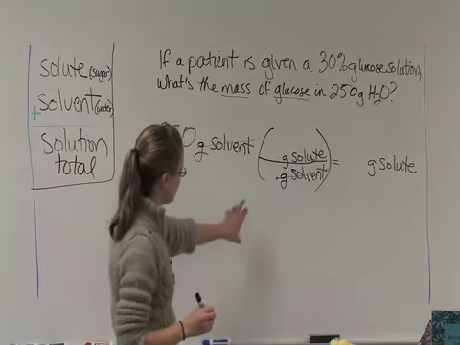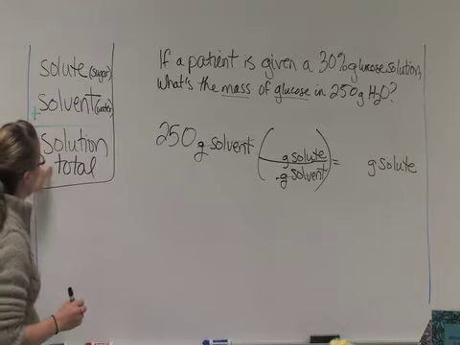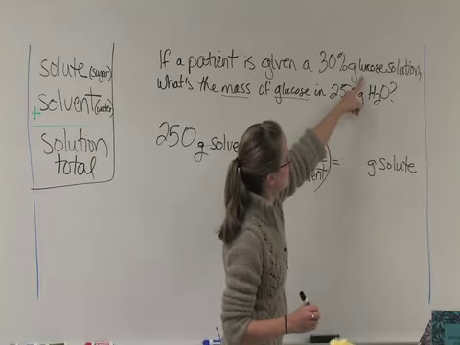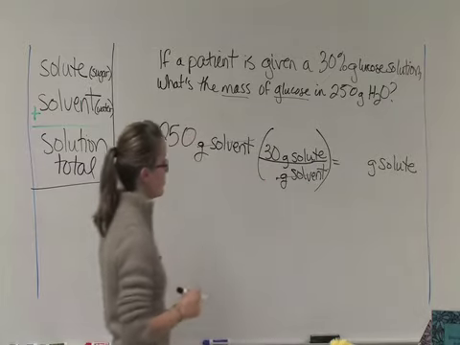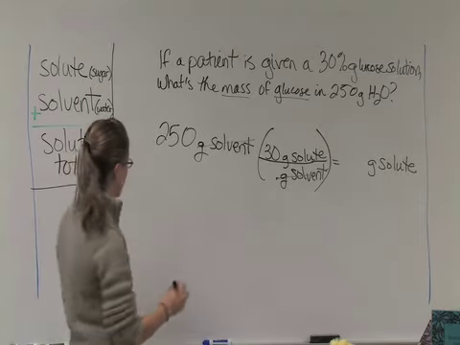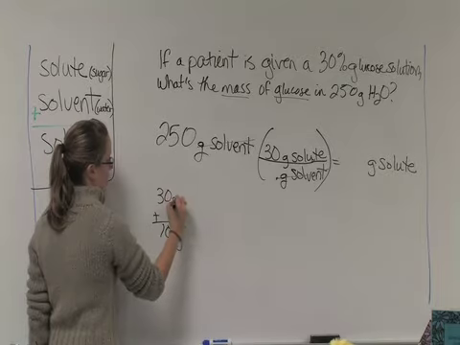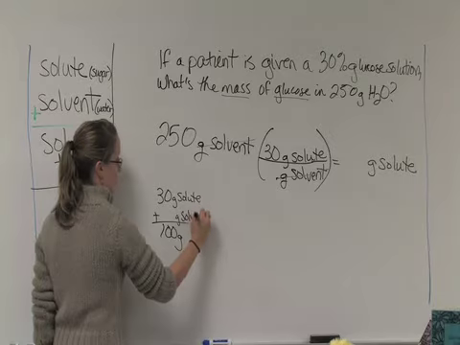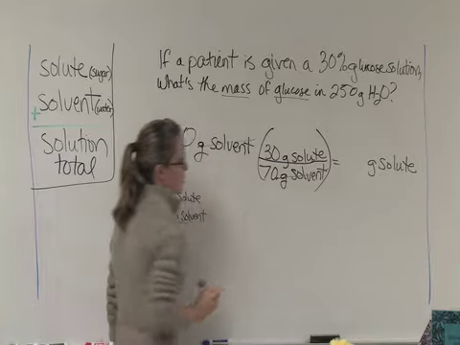The numbers that go in the parentheses in this case are the two parts that make the total of 100. So out of 100, 30 grams is the glucose, which is the solute. So 30 goes here. If we have 100 grams of total and 30 grams of it is solute, then how many grams of solvent do we have? 70. So 70 is the number that goes in the parentheses.